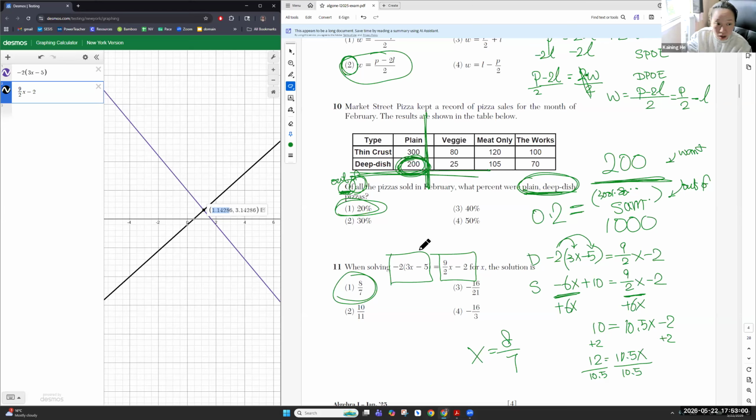Because in here, my answer is 1.14286. And out of all of these choices, this is the only answer that is more than 1 and a positive number. So that's why you choose that. If you're not confident, punch in here, type in 8/7. Oh, is that 1.14? Great. Type in 10/11. Is that 1.14? No. You type in the rest of the two negative numbers and you'll see.